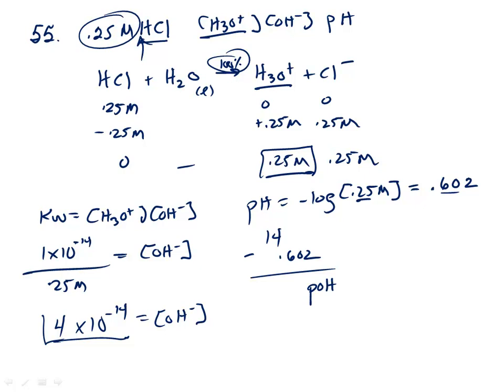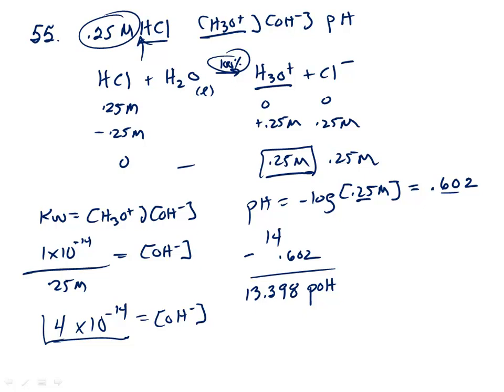All right? So you could do it this way. 14 minus 0.602. Get 13.39, we'll say 39. All right? Or 398, whatever you want to do. If you want to carry an extra significant figure, like 398, we'll do that. We'll carry an extra one for right now. All right, that's the pOH.